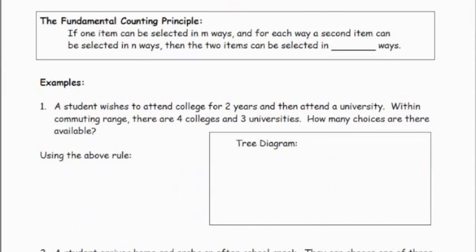Let's formalize this. The fundamental accounting principle says if one item can be selected in m ways, and the next item in n ways, how many ways can the 2 items be selected? That'll be m times n. Don't really need that dot in there, but I just want to reiterate that we're multiplying those 2.